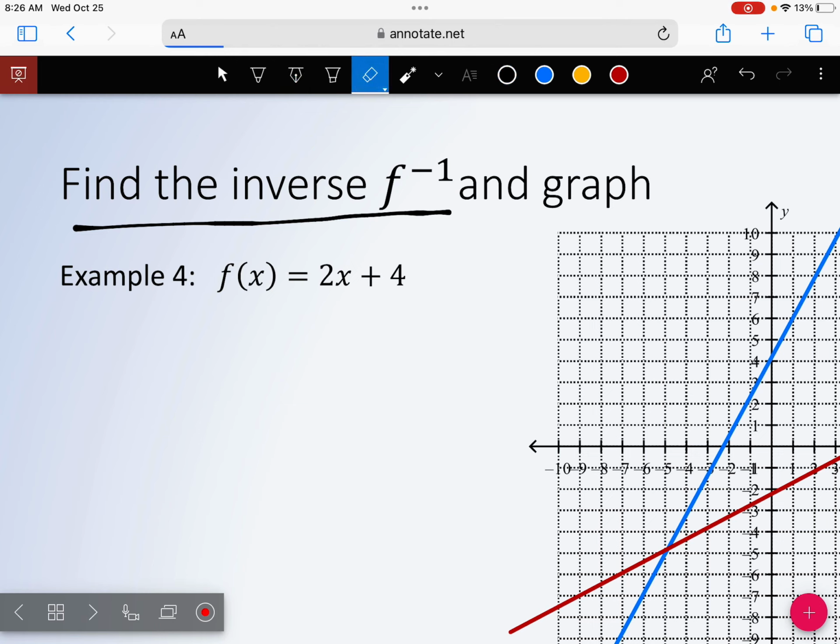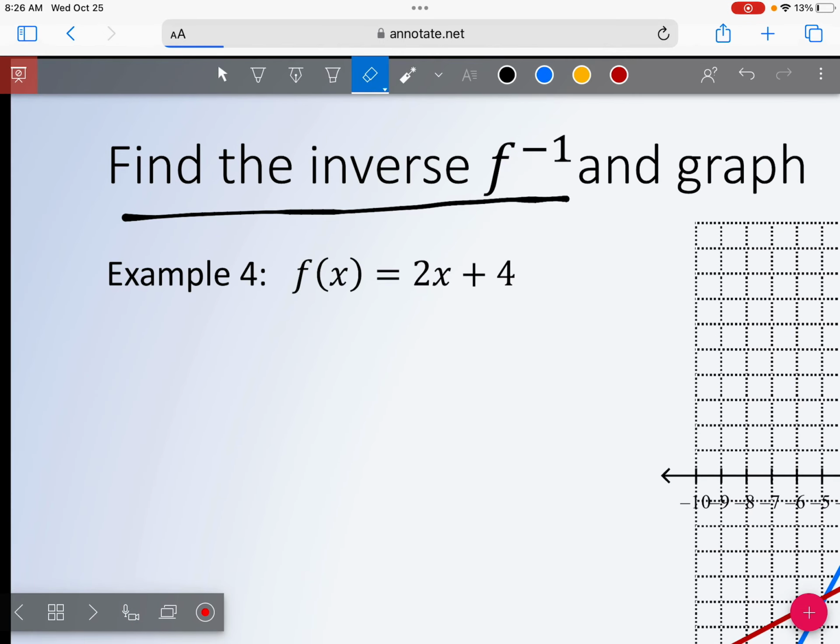And let me go ahead and take off these graphs. I may not be able to. They may have to stay.